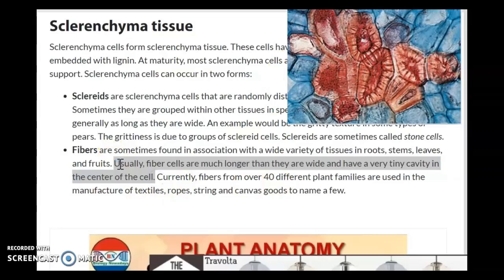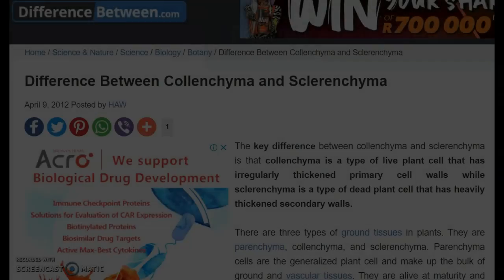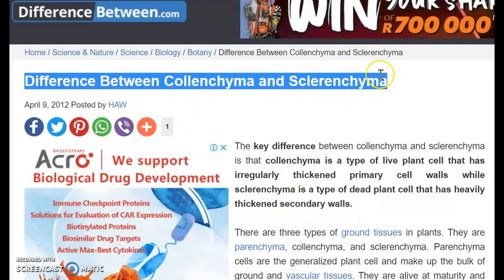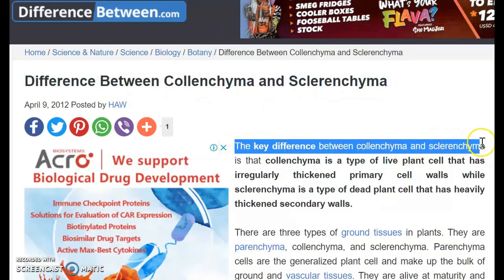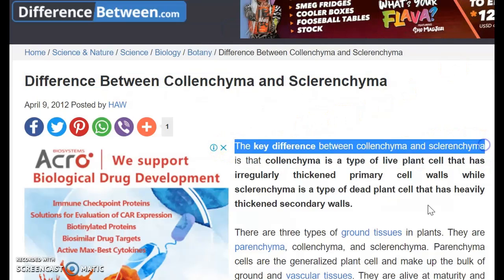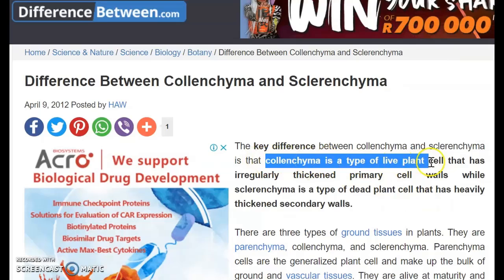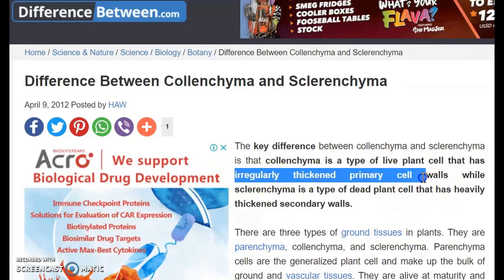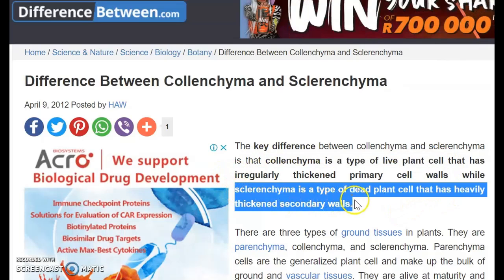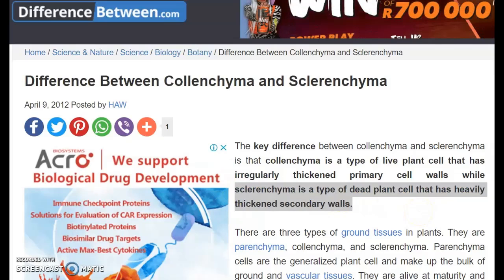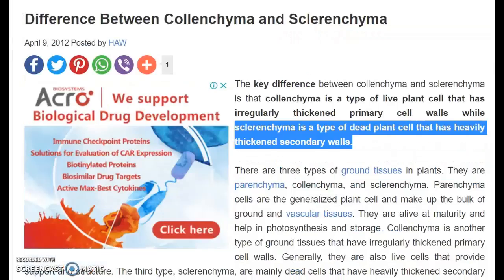Okay, so that is an overview of the two types of tissues the question was asked about. Now I want to look specifically at the difference between the tissues, because this will be helpful in understanding what their function is. So the key difference between collenchyma and sclerenchyma is that the collenchyma has irregularly thickened primary cell walls, while the sclerenchyma is a type of dead plant cell that has heavily thickened secondary walls. So the secondary walls are laid inside the primary wall. Sclerenchyma is a dead cell, collenchyma is a living cell. So that is the main difference.